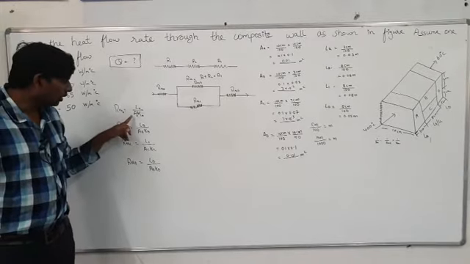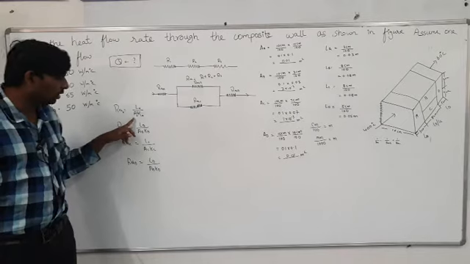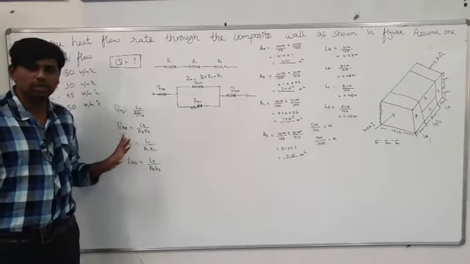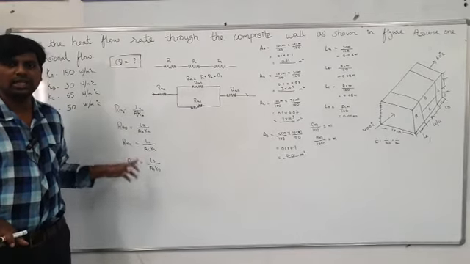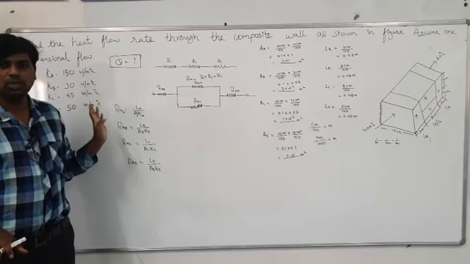Okay? Why am I considering A here? Area is given in this problem. Here also area is given, here also, here also. If area is not given, you can assume it as 1. But in this problem area is given. That's why I took RTH with area. With the derivation you will get it here.